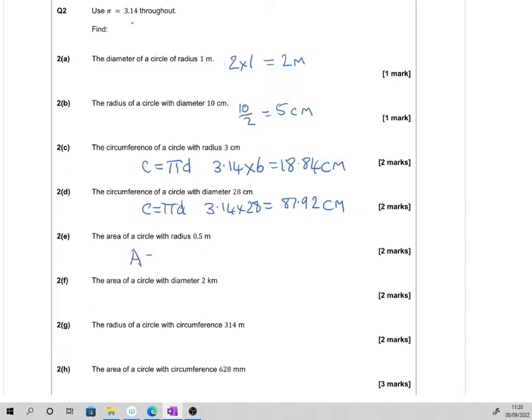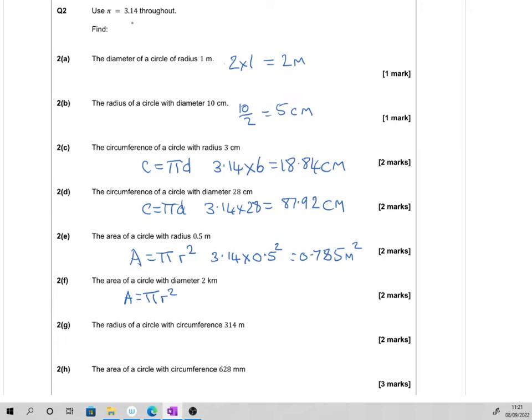The area of a circle with a radius of 0.5. Now the area is pi r squared. So this is going to be 3.14 times r squared, which is 0.5 squared. Now if you haven't got squared on your calculator, just do 0.5 times 0.5, which is exactly what I'm going to do. 3.14 times 0.5 times 0.5, and that equals 0.785 meters squared.